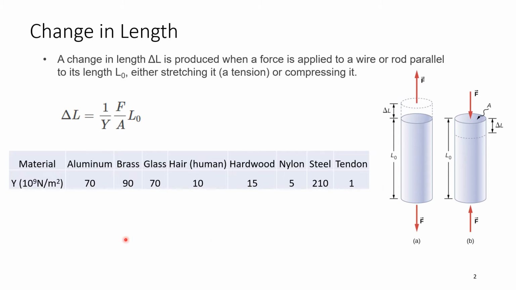Materials with a large Y, for example brass or steel, are said to have a large tensile stiffness because they deform less for a given tension or compression. Young's moduli are not listed for liquids or gases because they cannot be stretched or compressed in only one dimension.